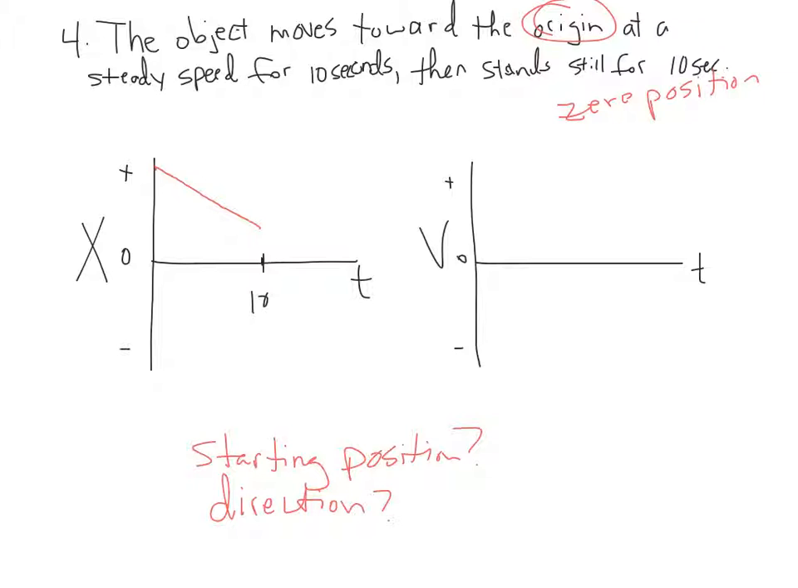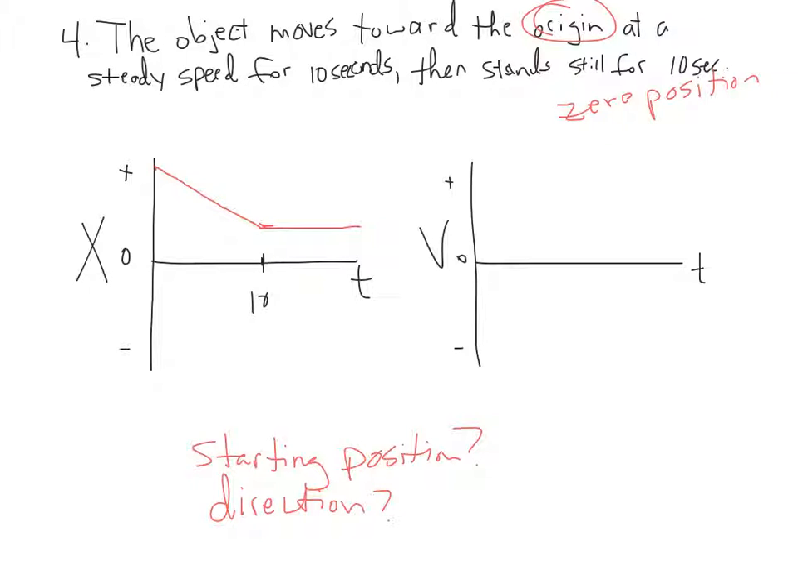Now it's standing still, I guess. So it stands still for 10 seconds. Well, what does it mean to stand still? It means your position does not change. It doesn't go up, it doesn't go down. So if this is where the object stops moving, it continues to not move from that position for 10 more seconds. So we would draw that line, if I can connect it there, we would draw that line like this for 10 more seconds. So at this point now, we have an object that's moving toward the 0 position for 10 seconds. Now it's standing still for 10 seconds.